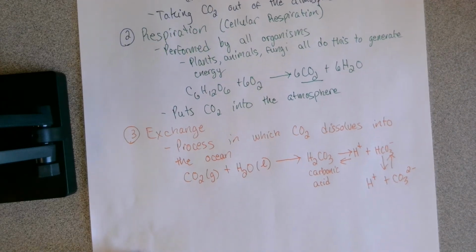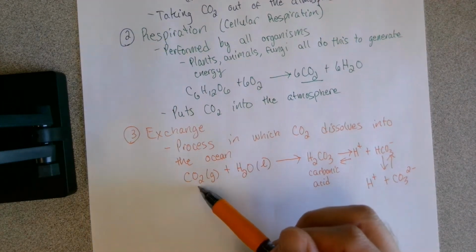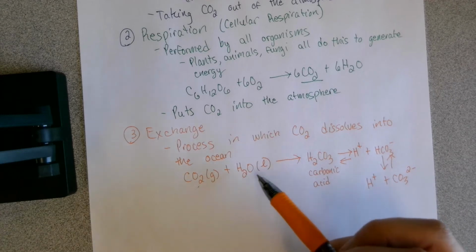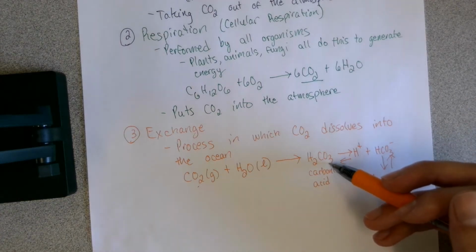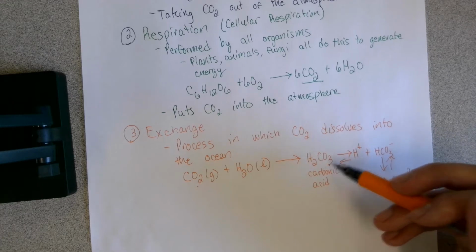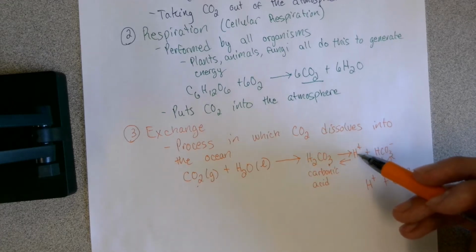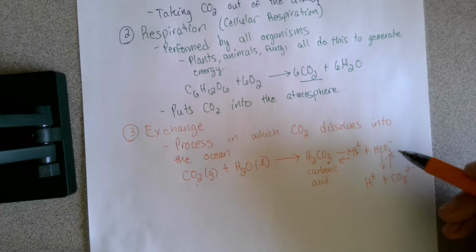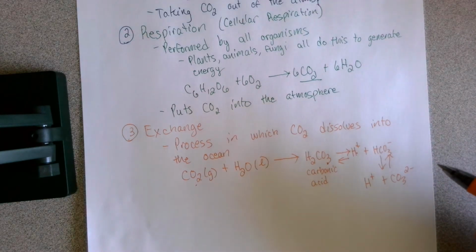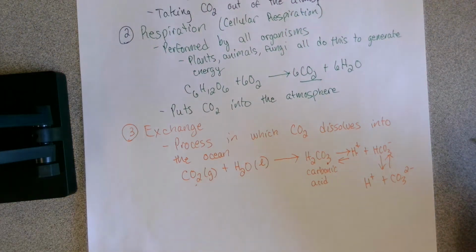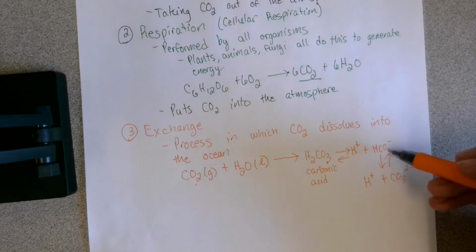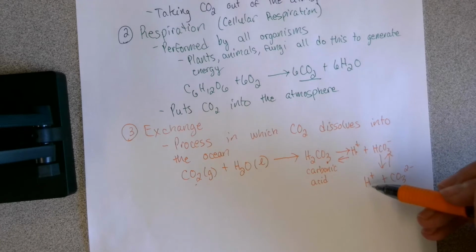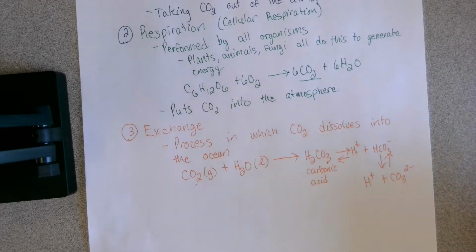So what happens is the CO2 dissolves into the ocean, so CO2 gas plus H2O liquid, and it forms this thing called carbonic acid. Carbonic acid is unstable at room temperature, and therefore it breaks down into an H plus ion plus HCO3. Sorry, the lights just turned off. There we go. So then we're talking about this HCO3. It is also unstable. It breaks down into H plus and CO3, which is 2 minus.